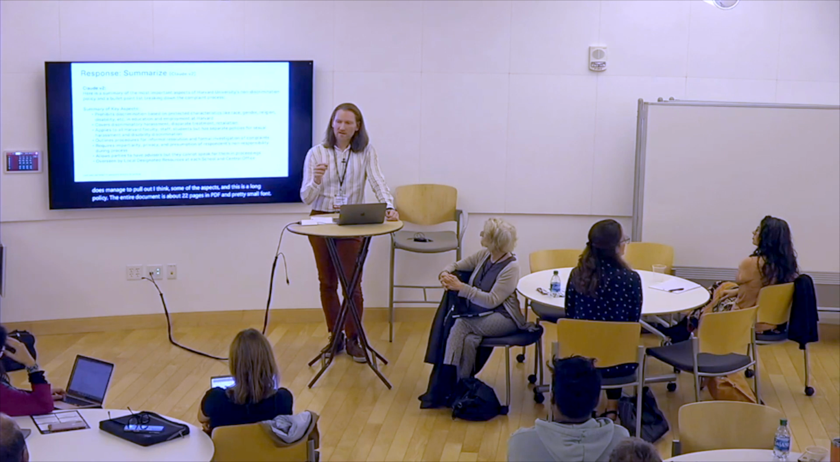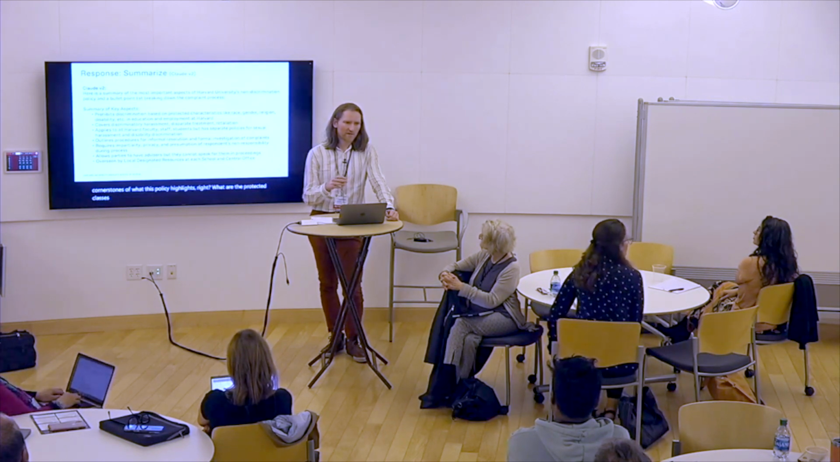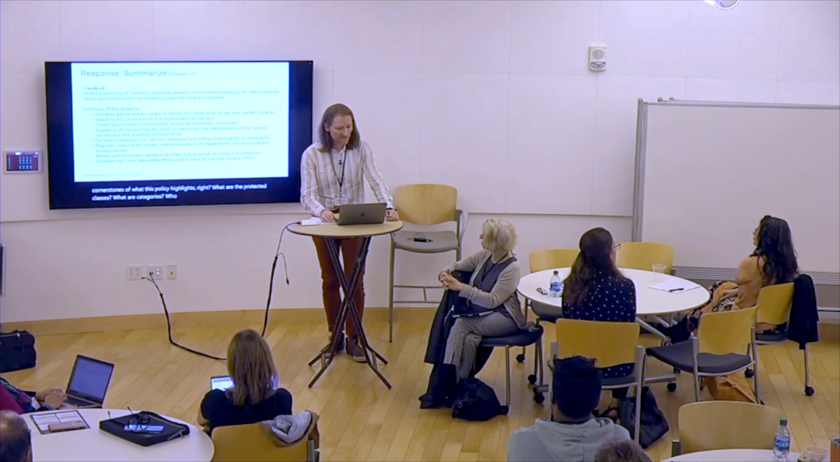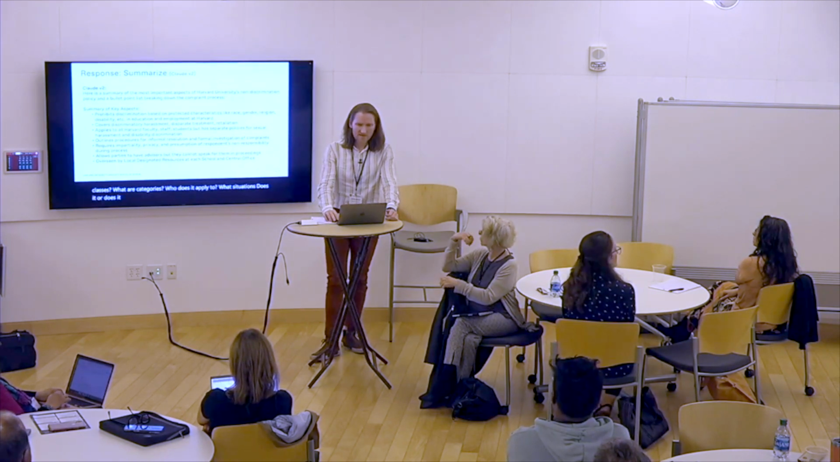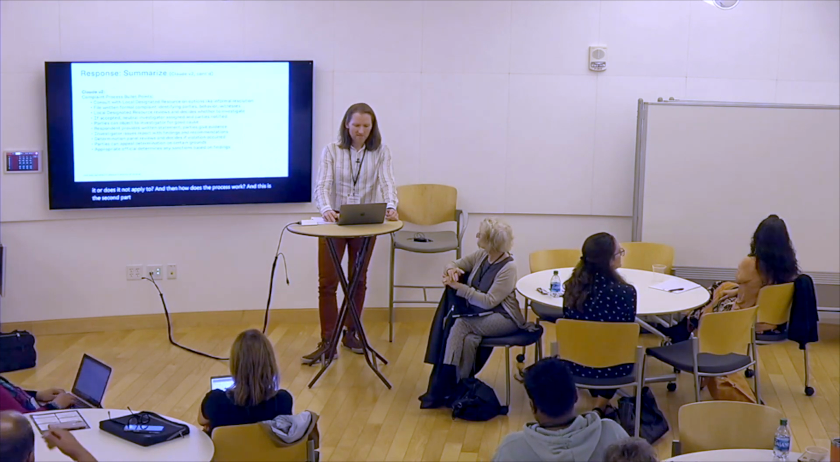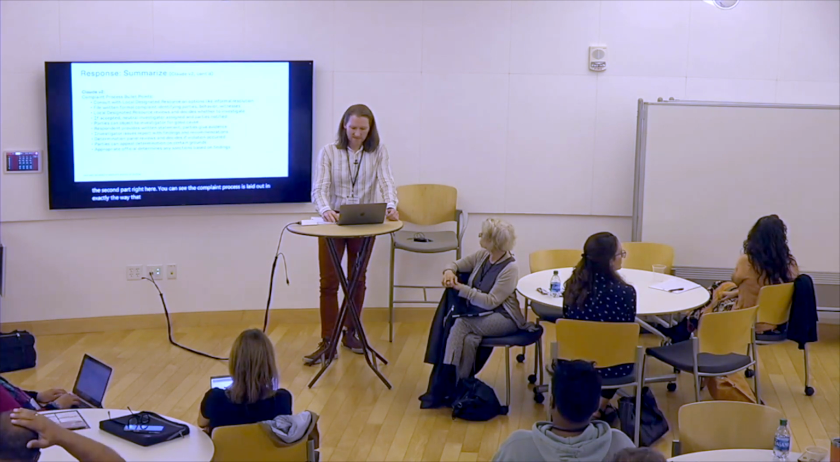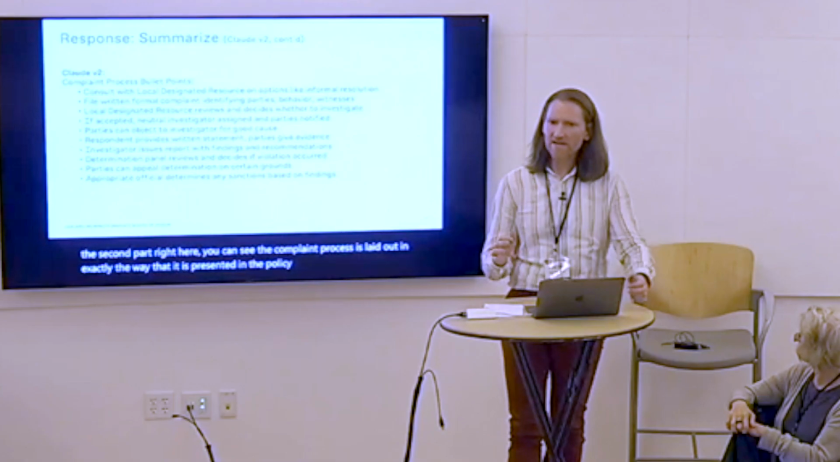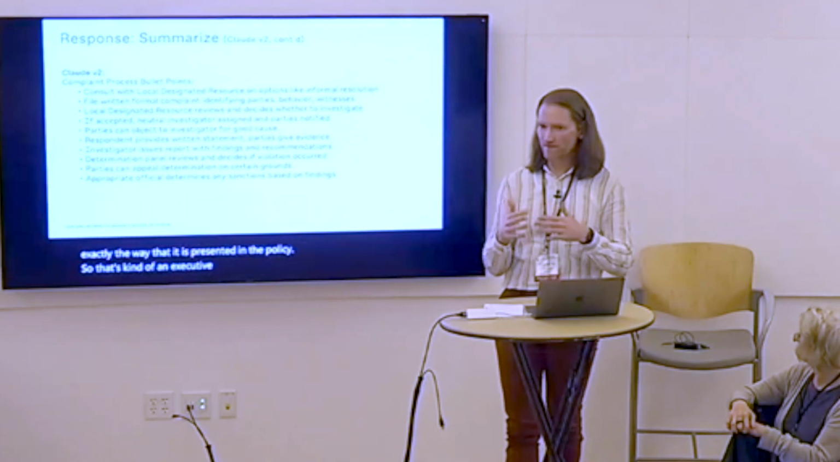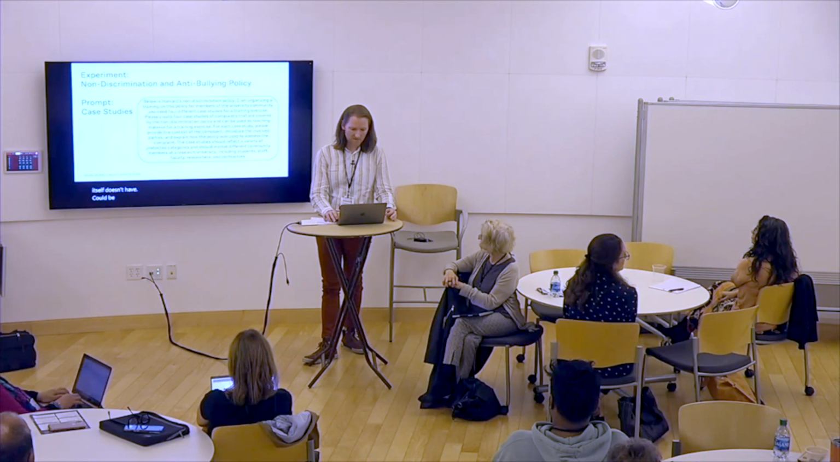And it manages to pull out things that are really the cornerstones of what this policy highlights, right? What are the protected classes or categories? Who does it apply to? What situations does it or does it not apply to? And then how does the process work? And this is the second part right here. You can see the complaint process is laid out in exactly the way that it is presented in the policy. So it's kind of an executive summary, really, of the policy that the policy itself doesn't have. Could be a great addendum, maybe.